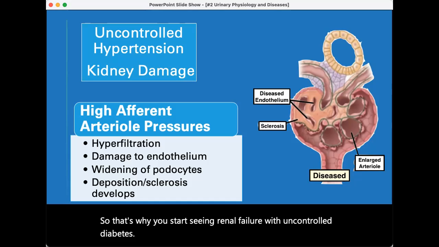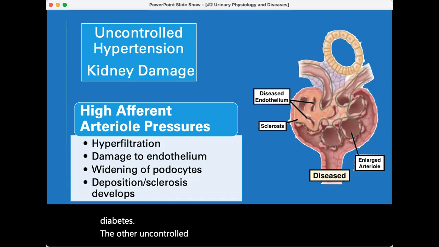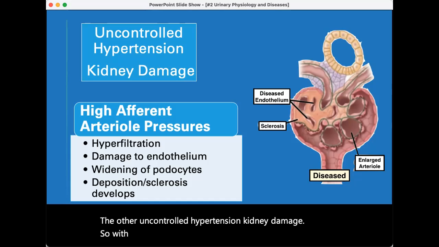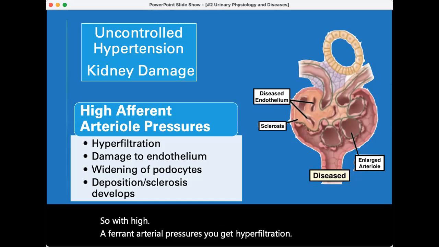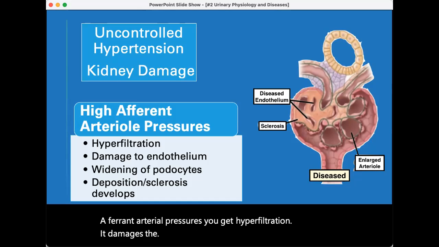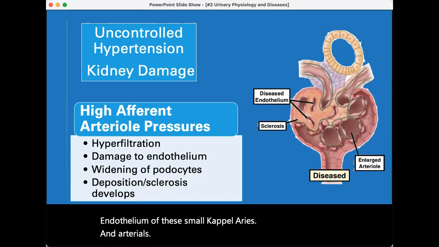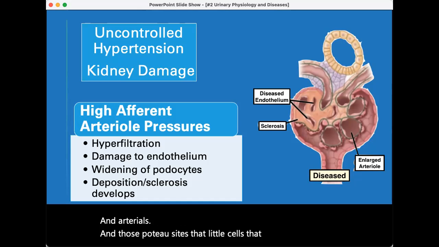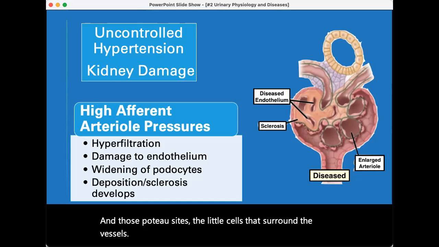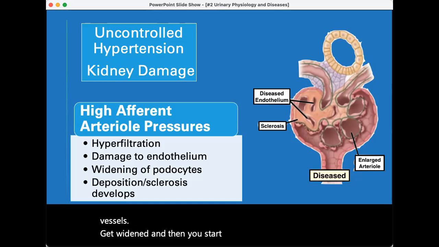The other is uncontrolled hypertension, causing kidney damage. With high afferent arterial pressures, you get hyperfiltration. It damages the endothelium of these small capillaries and arterioles. And those podocytes, the little cells that surround the vessels, get widened, and then you start getting this scarring.